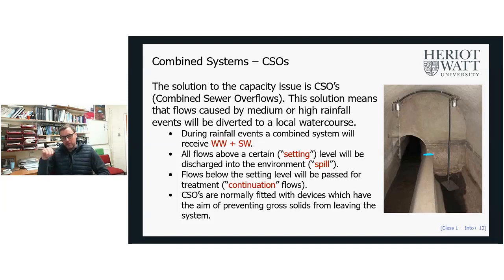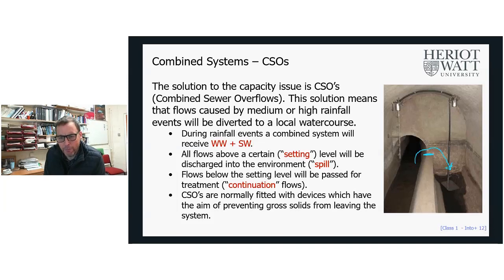Once the flow exceeds that level, it's deemed that there's too much flow, and the flow will go from the left and over into the right, and then off to the watercourse it goes. So it's nothing more sophisticated than that. What you can see here is you've still got the continuation flow going to the treatment works, but at this point there's too much flow coming through, so it goes over that wall and off to the watercourse.